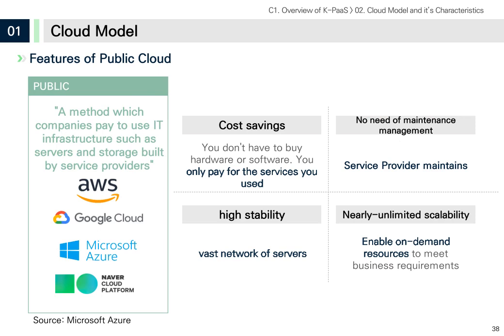First, public clouds can save you money because you don't have to buy hardware or software and only pay for the services you use, and they can save you time because the service provider maintains the cloud services. Public clouds are highly reliable because resources such as data, functions, and servers are authorized or isolated for each user in each service, so there is no interference between service users, and a vast network of servers prevents failures. They also have nearly infinite scalability because you can use resources on demand to meet your business needs. Examples include Amazon Web Services, Google Cloud, and Microsoft Azure.